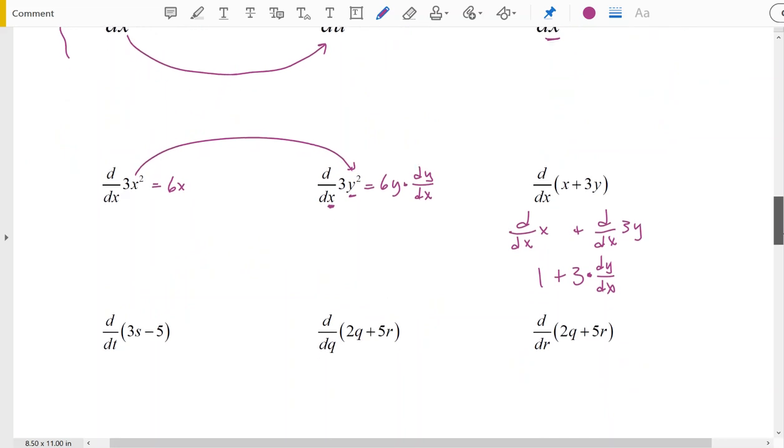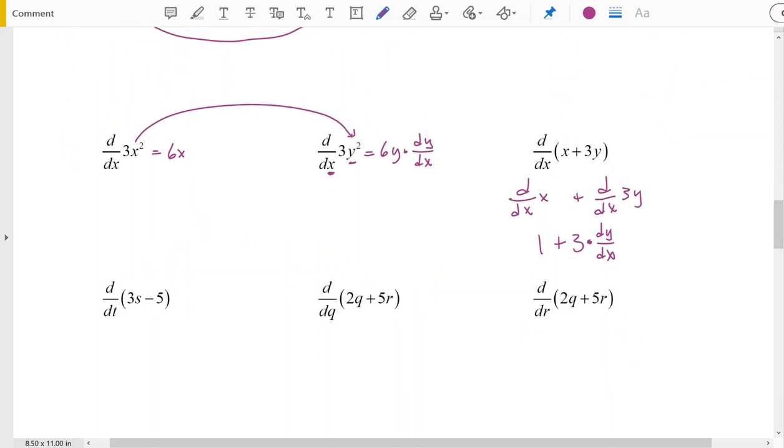Let's try 3 more examples. The derivative in terms of t of 3s minus 5. Well, the derivative of 3s is 3, but since our variables do not match each other, we use the chain rule, ds over dt, minus 0, or 3 ds over dt.